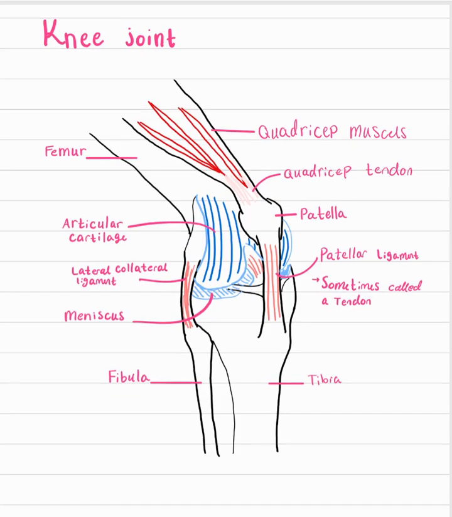So now I wanted to look at a joint with all of these working together. Here you have the knee joint. I've tried to label everything. You have your tibia, you have your fibula, you have the femur up here. The meniscus is that cartilage, and you also have articular cartilage.